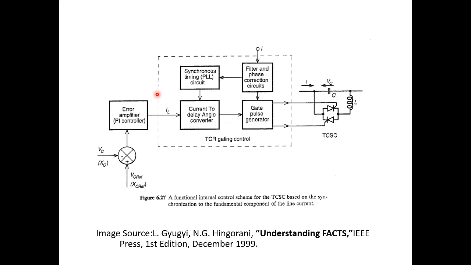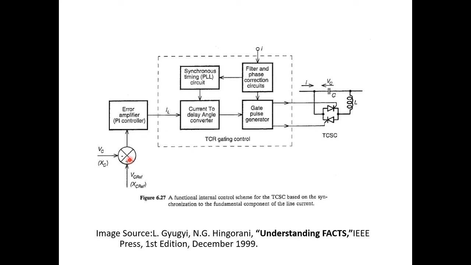TCSC control strategy, for the sake of synchronization. In order to turn on the thyristors, I'd like to give gate pulses from gate pulse generators. How I give it is to take some current, and thereafter a current to delay angle converter is there. For synchronization purposes I'd like to use a timing circuit here. All these things generate gate pulses, which I connect to the thyristors.